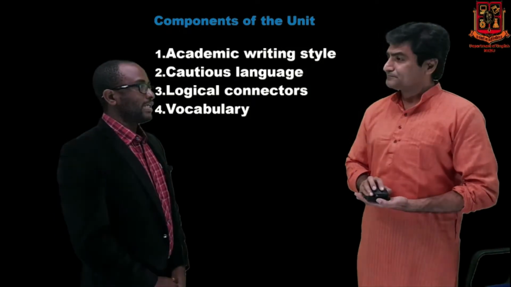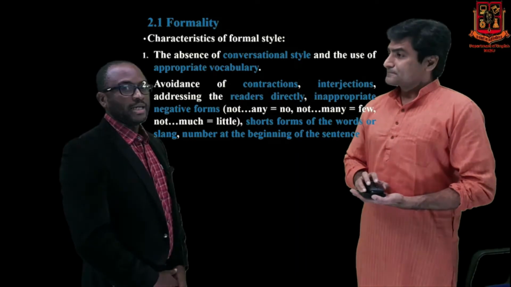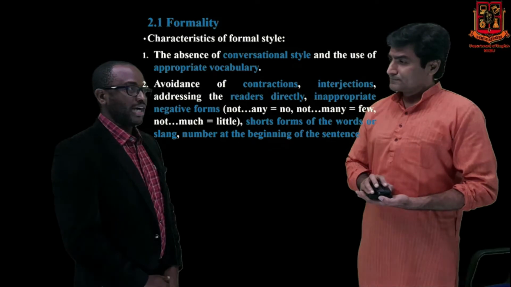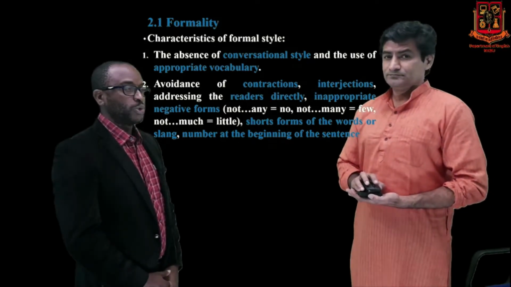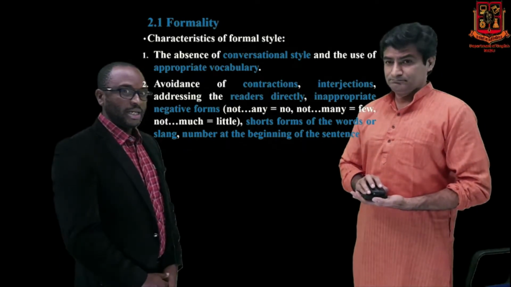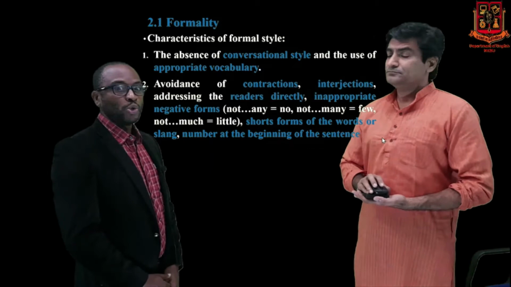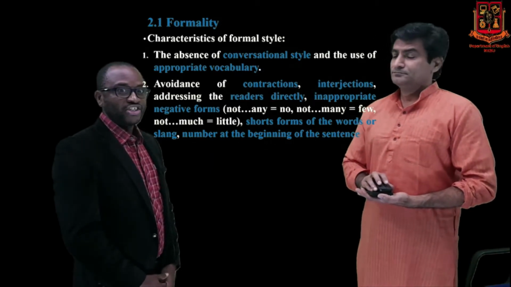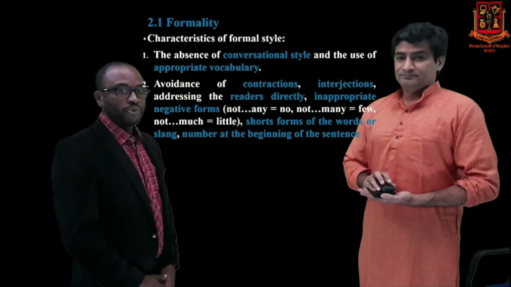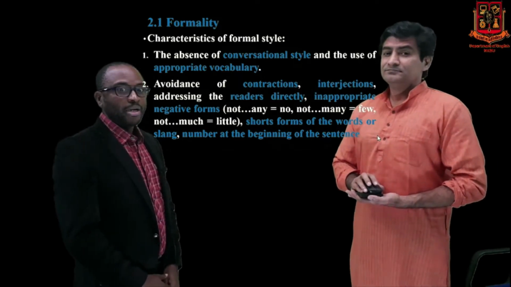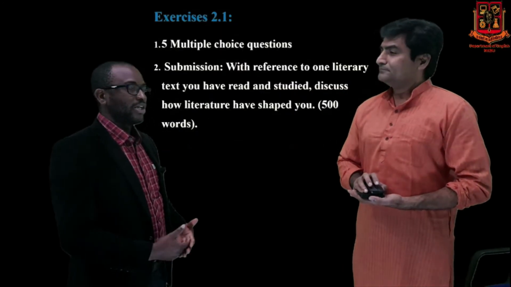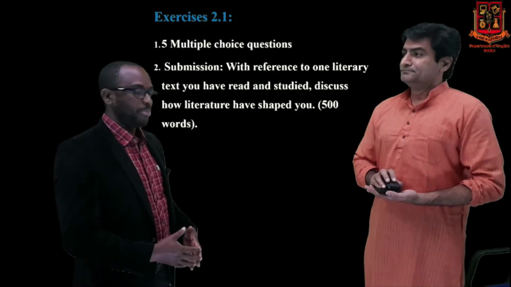Academic writing style is about formality. So it is about the do's and the don'ts of academic writing, what you have to do and what you have to avoid. For instance, contractions, interjections, addressing the reader directly, inappropriate negative forms, short forms of words, slang, a number at the beginning of the sentence. Those are some of the things that you need to avoid when writing an academic paper.